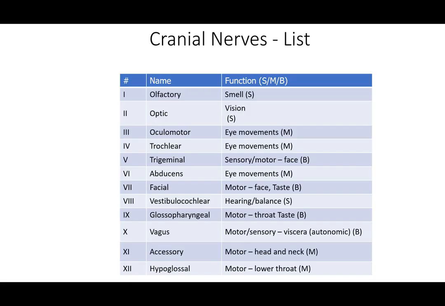All right, next up, cranial nerve 11, the accessory nerve. This is a motor nerve exclusively for the head and neck, along with some of the cervical spinal nerves are going to help with those head and neck movements. And then cranial nerve number 12, the hypoglossal, is another motor only, controlling the lower portion of the throat, as well as the tongue. And so this will help with swallowing a bit too.